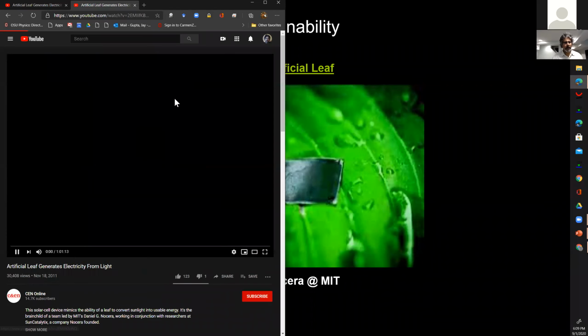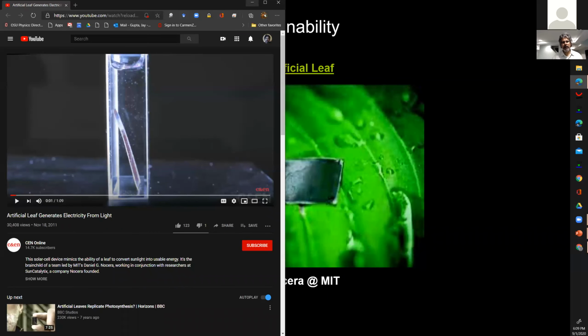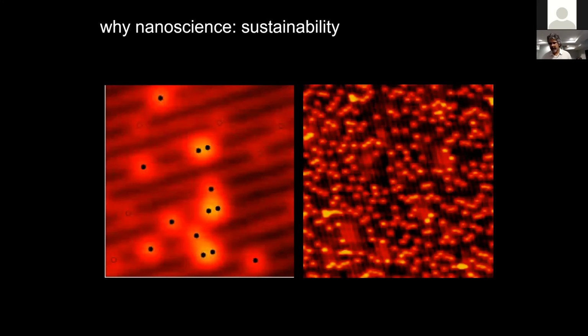If you zoom into the surface of the artificial leaf and you want to study some of the fundamental chemistry, that happens at the nanometer scale. What I'm showing here are scanning tunneling microscope images, and I'll explain a little bit how those work in just a moment. These are images of the components of water.